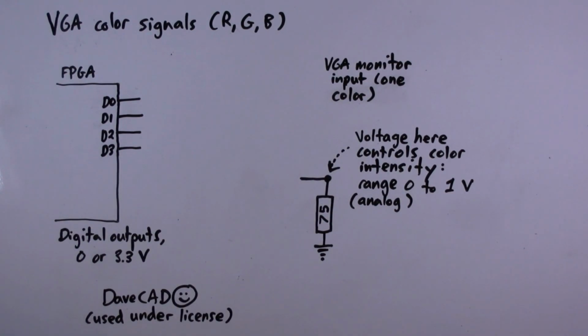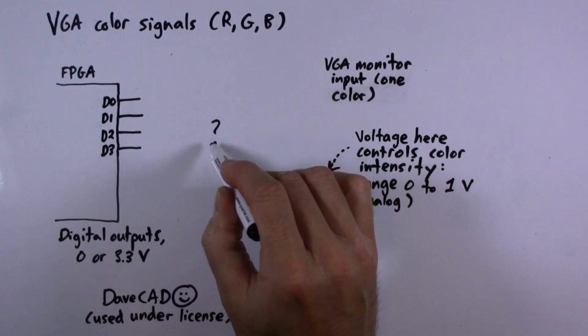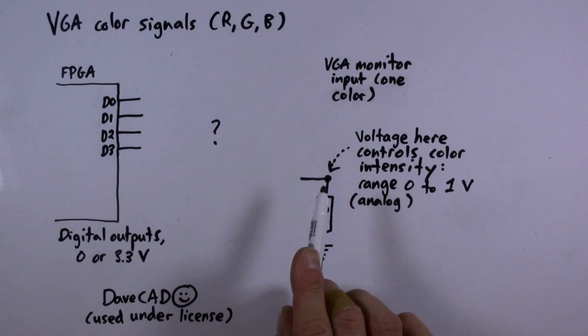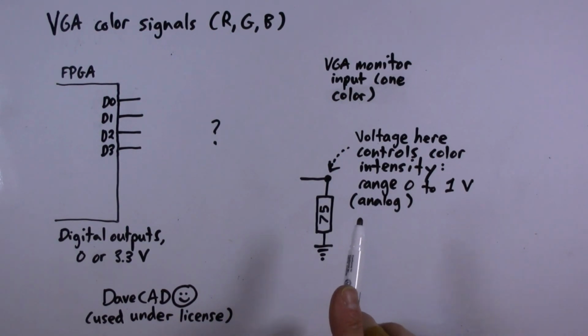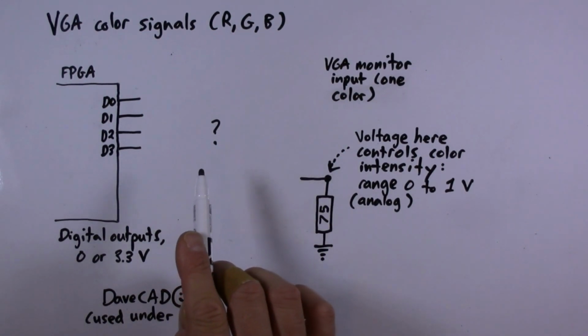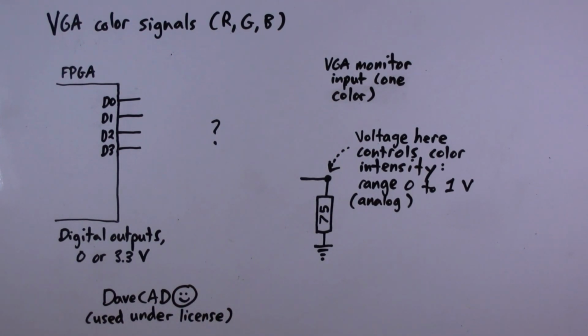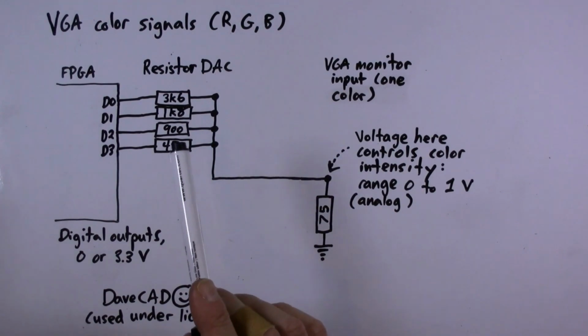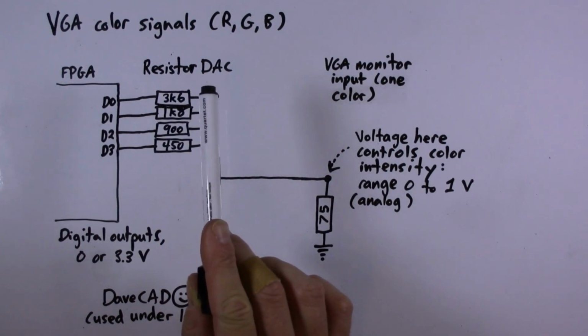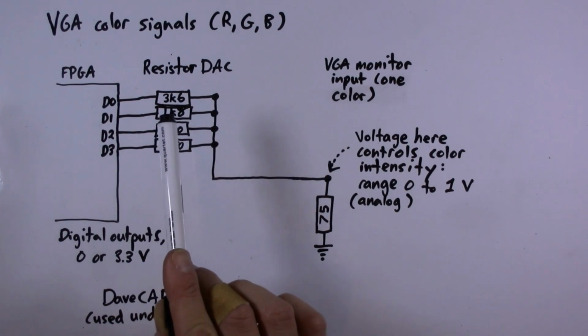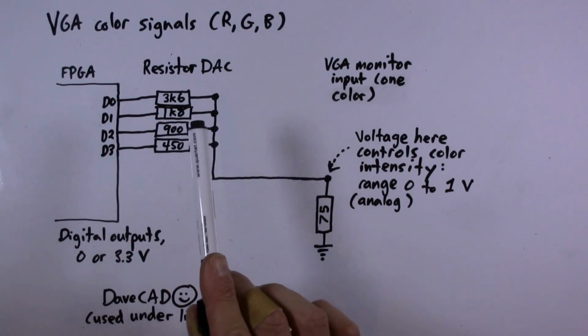So the question is, what kind of circuit do we need between the digital outputs of the FPGA and this analog input of the VGA monitor in order to get essentially a continuous, or more or less continuous, range of voltages here at the input? So one possible approach is to use a resistor DAC, digital to analog converter. And in particular, the type of resistor DAC that I'm showing here is a binary weighted resistor DAC.